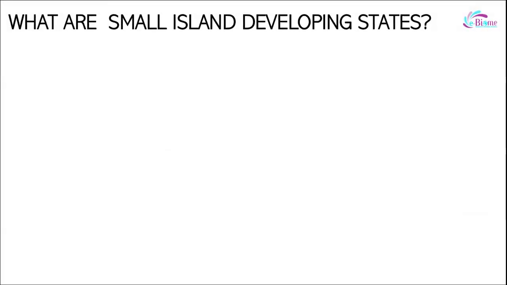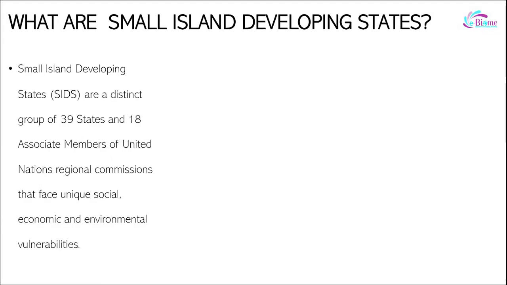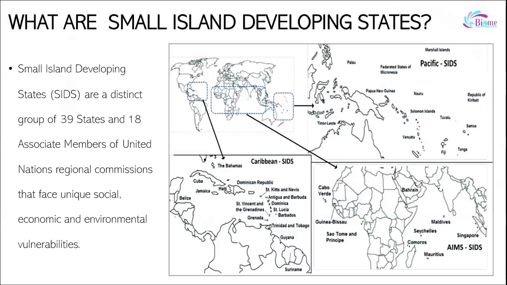Let's look at small island developing states, more commonly referred to as SIDS. What are they? Now, small island developing states are a distinct group of 39 states and 18 associate members of United Nations regional commissions that face unique social, economic, and environmental vulnerabilities. As you can see on the screen, these different countries or islands are usually concentrated in the areas of the Pacific, the Caribbean, and the AIMS. Now, the AIMS stands for countries within the Atlantic Ocean, the Indian Ocean, the Mediterranean Sea, and the South China Seas.